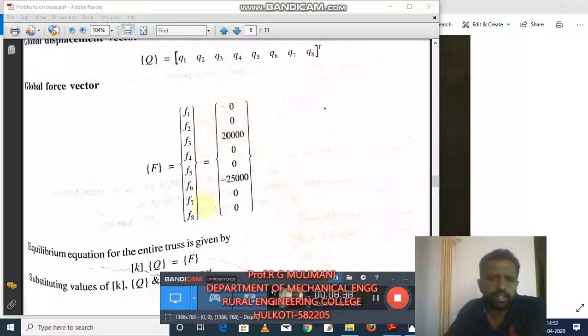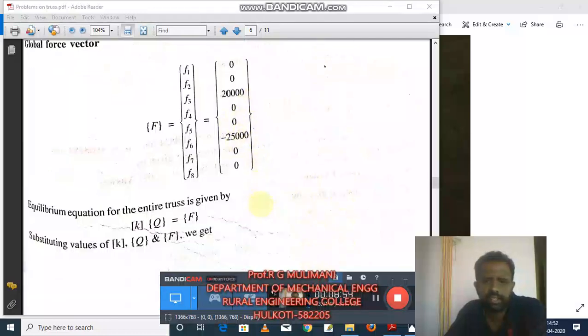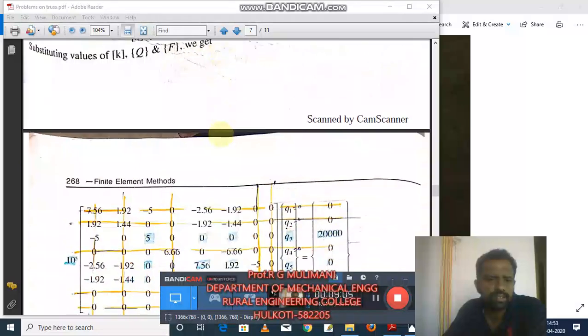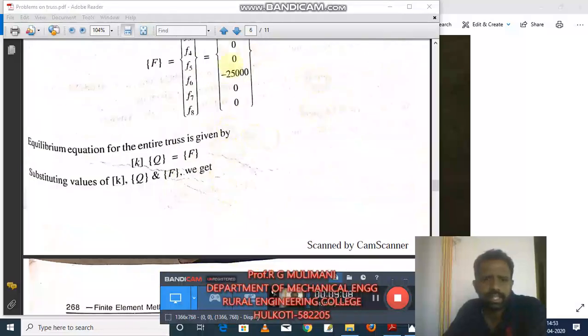Okay, these are the force vectors. Force in the node 1 in x direction, force in the node 1 in the y direction. Similarly, force in the node 2 in the x direction, in the y direction. Force in the node 3 in the x direction, y direction. This is the force vector. Already we know the equilibrium equation, kq is equal to f, where k is the global stiffness matrix, q is the nodal displacement vector, and f is the force vector. Okay, we'll continue this in the next video session.